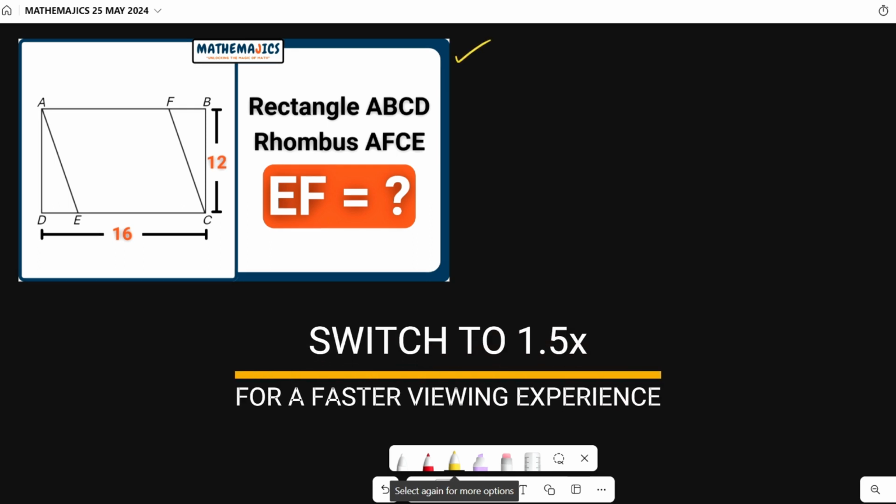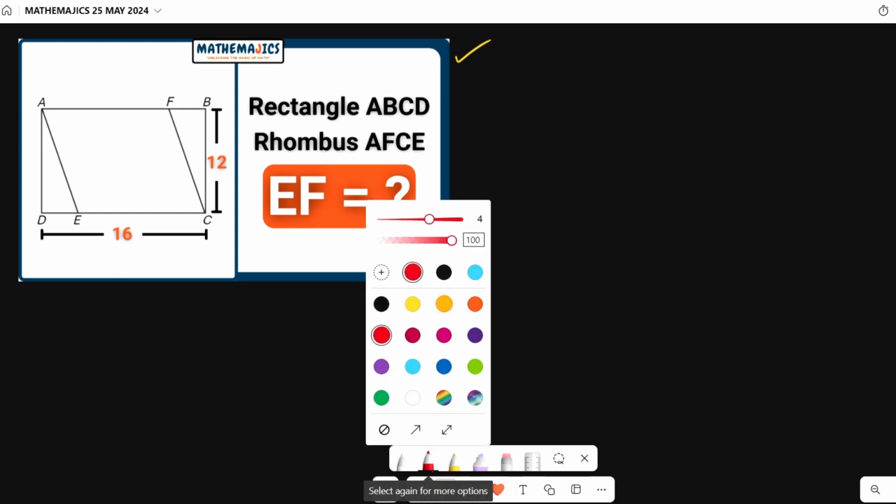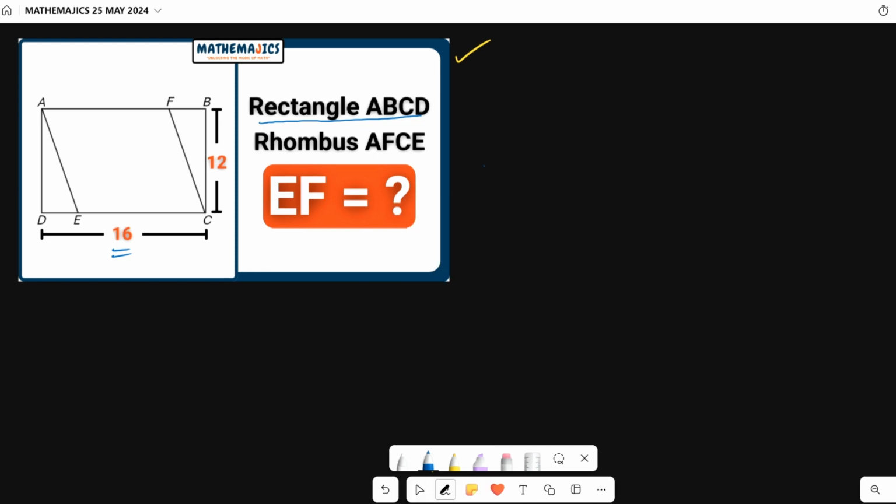Okay, so let's try how to solve this question. In this question, we are given certain things. We are given rectangle ABCD. We can see there is a rectangle with length 16 and width 12. The width is 12 and the length is 16. And we are also given a rhombus AFCE. AFCE is a rhombus. That means all the sides will be equal. AF, FC, CE and EA will all be of the same length.